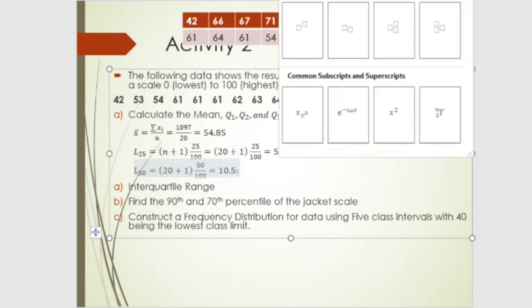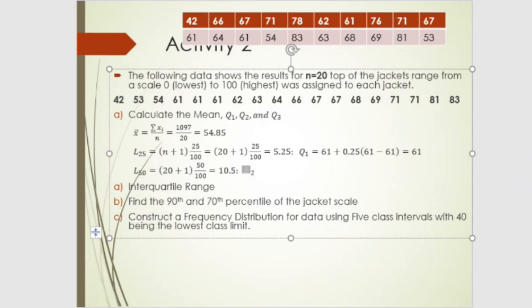So now let's look at Q2. It's between position 10 and position 11. Counting 1, 2, 3, 4, 5, 6, 7, 8, 9, 10, position 10 is 66, and then 0.5 is shared between 66 and 67, which occupy positions 10 and 11. What is the answer? 66.5, because it's the number between these two values.